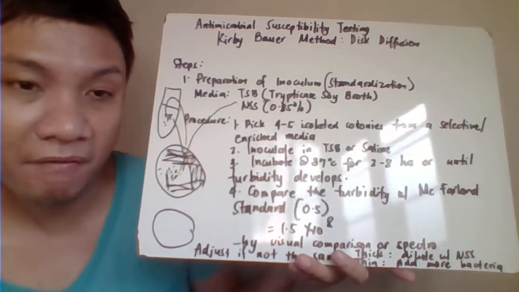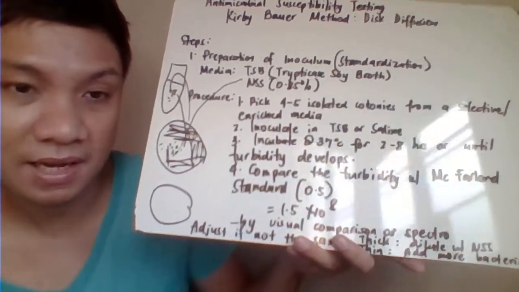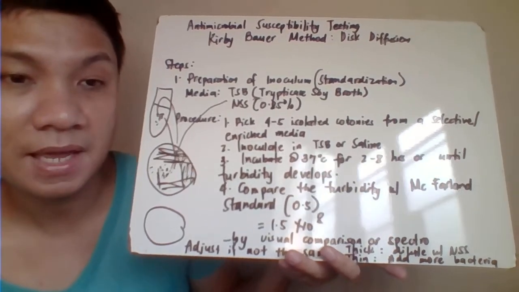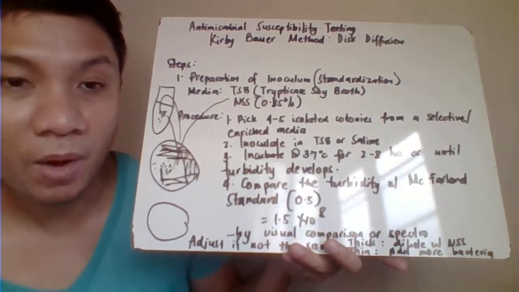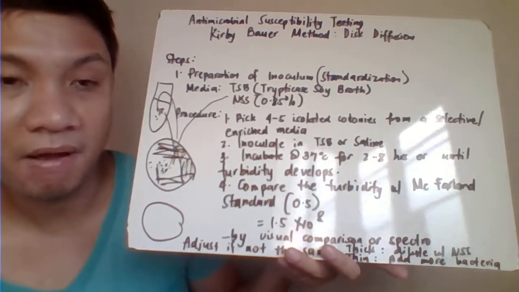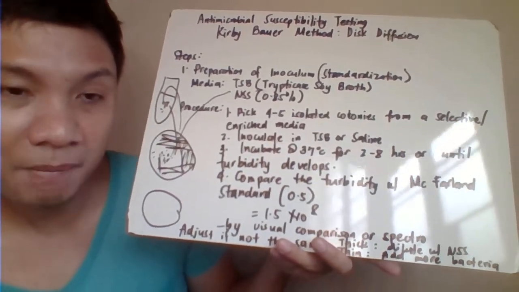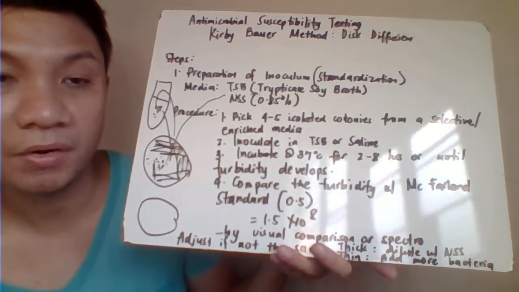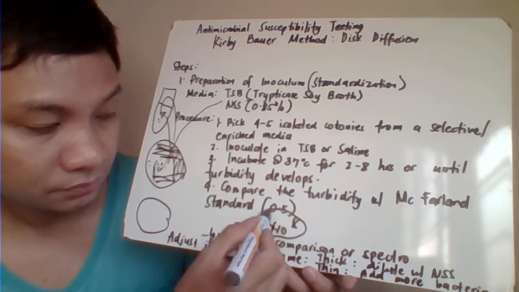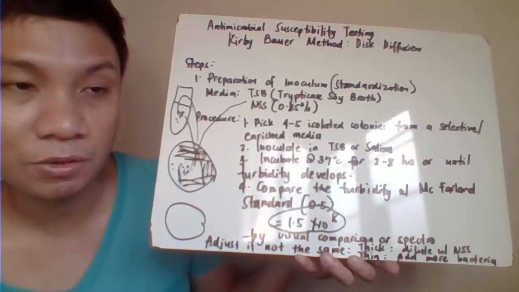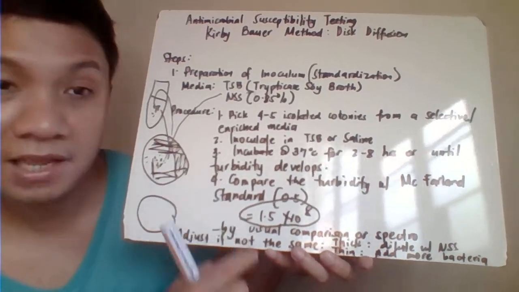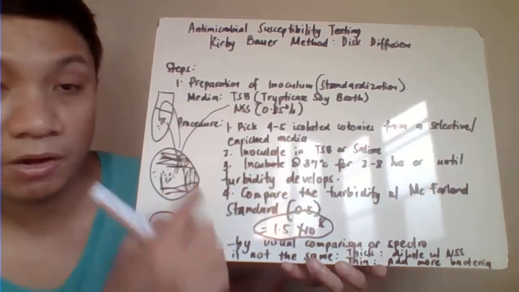Your 0.5 McFarland standard, as we have discussed in the lectures, is made up of 1.175% na barium chloride and 1% na sulfuric acid. That's the content of your McFarland standard. So your McFarland standard for the Kirby-Bauer or your disc diffusion contains 1.5 times 10 to the 8 na bacterial count. So, dapat ganito din magiging bacteria natin with our inoculum.